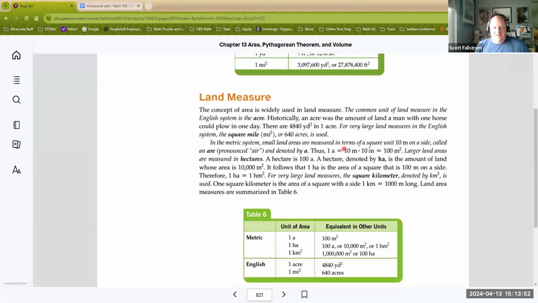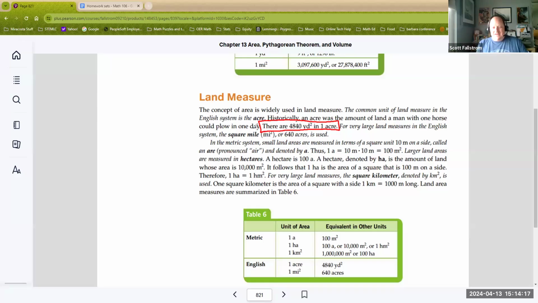So as we measure land in the United States, here are some fun facts. If this was a question on a test, I would give you this information. There are 4,840 square yards in 1 acre, or we could use square miles, but square miles are huge compared to that. So 1 square mile is 640 acres, which is great.